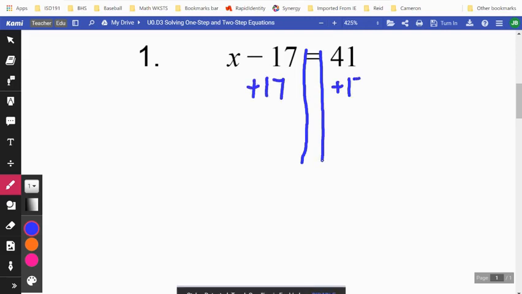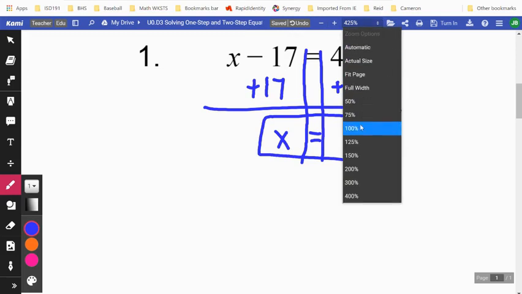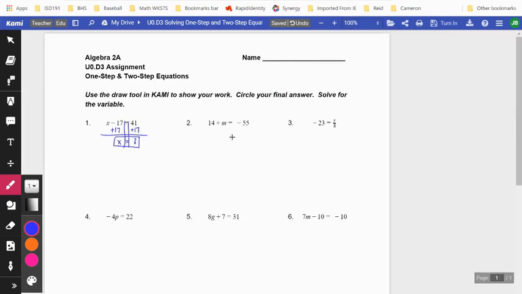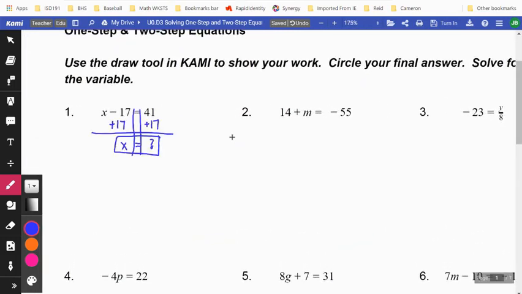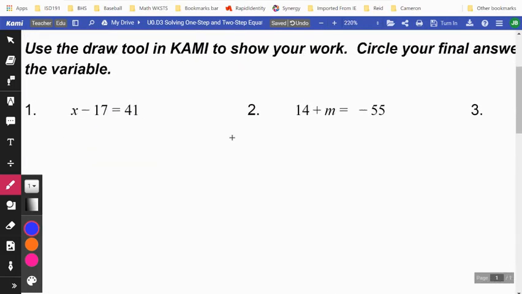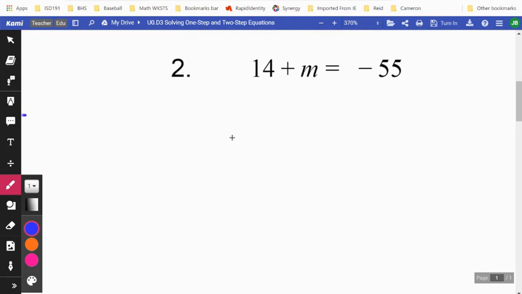We add 17 to undo subtraction. We get x equals, and you know what? I'm going to make you do that last part. But I want you to see that up close, it looks like that. When I zoom back out to 100%, take a look. It looks pretty nice and neat. So I encourage you to zoom in on a problem, and then you can just scroll over to get to the other problems. You don't have to zoom out, zoom in, zoom out, zoom in. It just makes it a lot easier when I go to look at your assignment after you're finished.